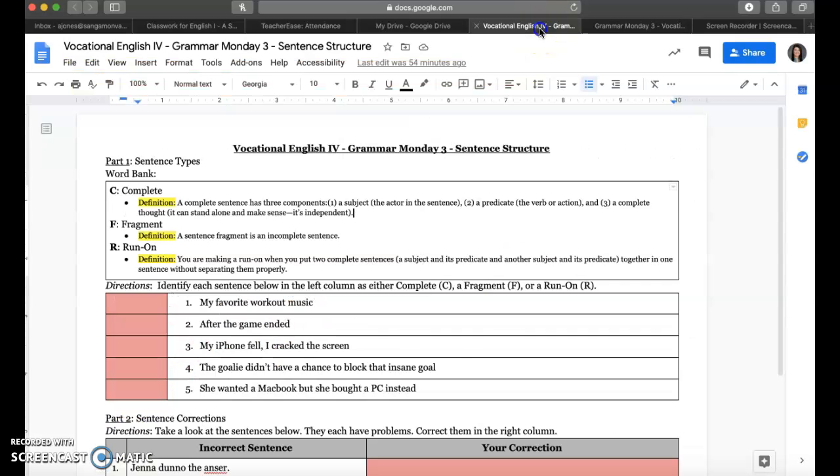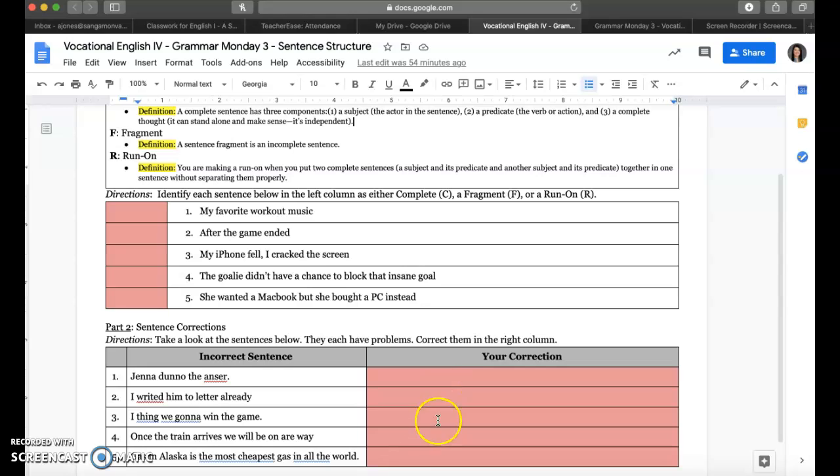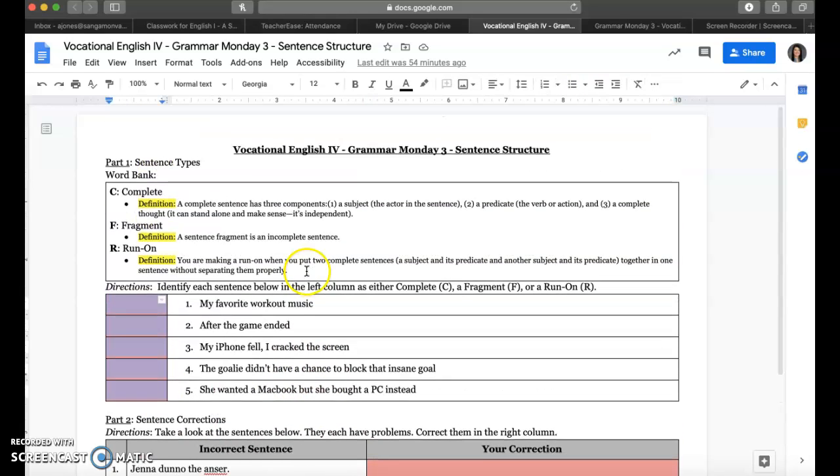All right, that's it for our slides. Let's go ahead and take a look at our assignment. You can type directly on the assignment, and everywhere where you are supposed to type is highlighted in red, like you can see over here and over here.